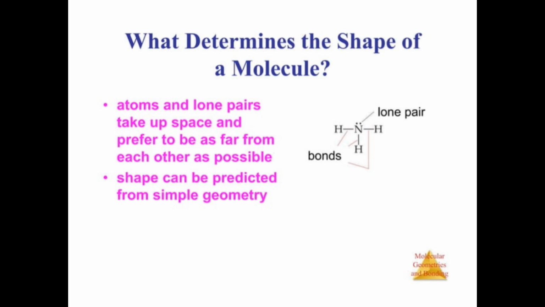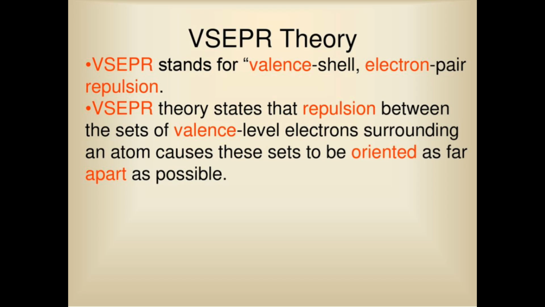Now let's look at an important theory that helps us in determining molecular geometry. It is called the VSEPR theory. VSEPR stands for valence shell electron pair repulsion theory. The VSEPR theory states that repulsion between the sets of valence level electrons surrounding an atom causes this atom to be oriented as far apart as possible. Now let's break it down a bit.